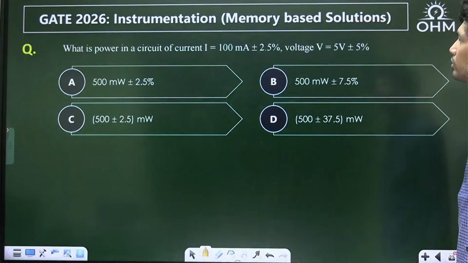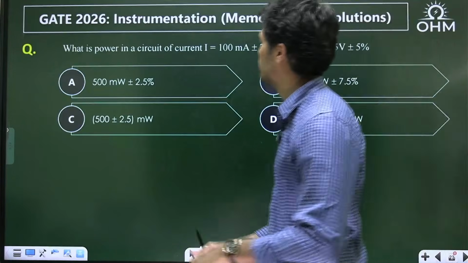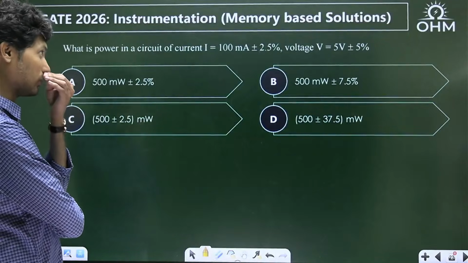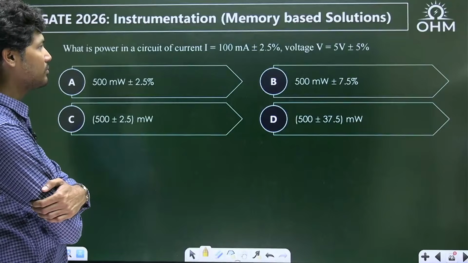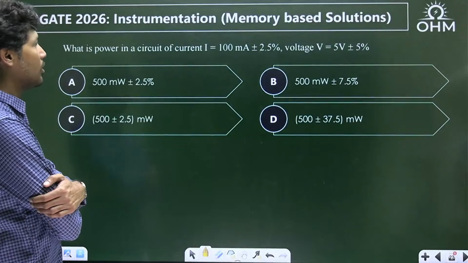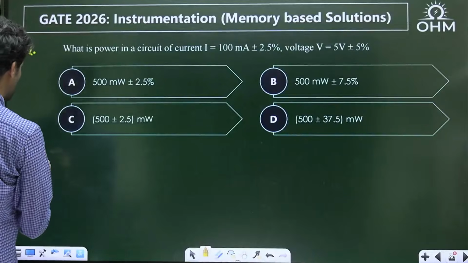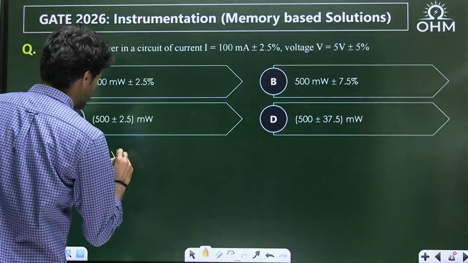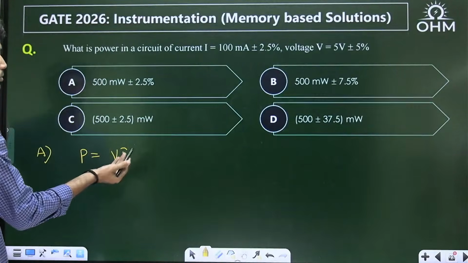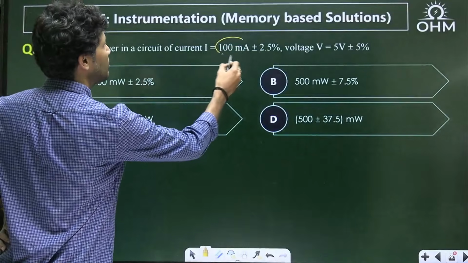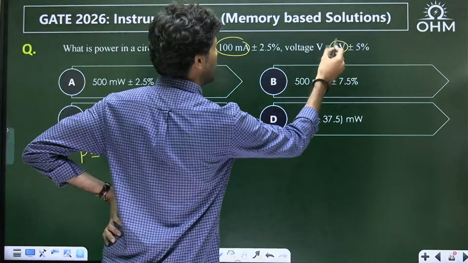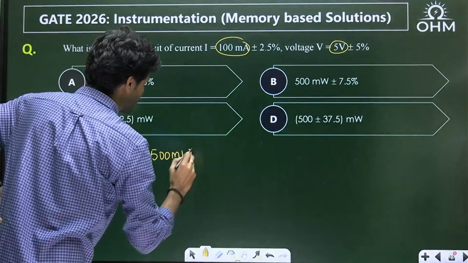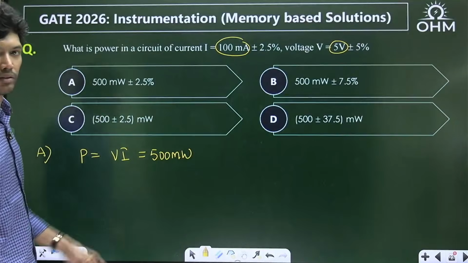We have a couple of questions on measurements. What is the power in the circuit if the current I is equal to so and so number and the voltage is also so and so number? Okay. So you are supposed to express the power first. What is the formula for power? Power is given by V into I. Using that, this is 100 milliamps and this is 5 volts. When you multiply both of them, this becomes equal to 500 milliwatt. In every option we have 500 milliwatt, so that's not a big deal.